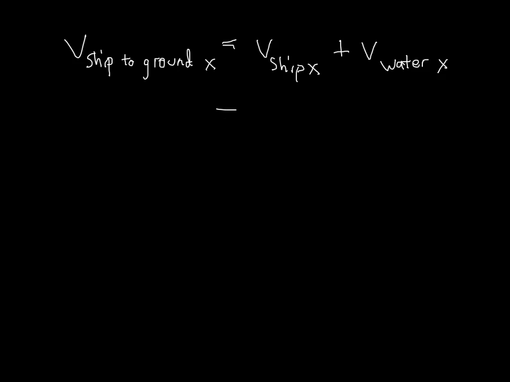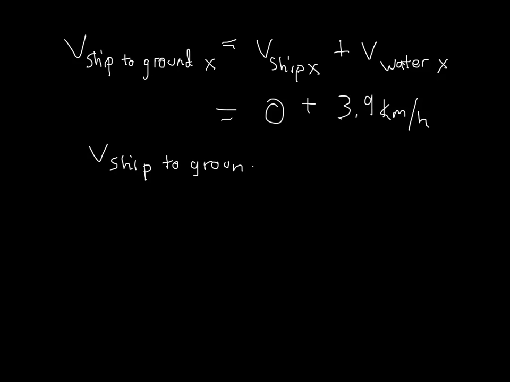How fast was my ship going in the x direction? 0. Big fat goose egg. How fast was my water going in the x direction? 3.9 kilometers per hour. So my velocity of my ship relative to the ground in the x direction is 3.9 kilometers per hour.